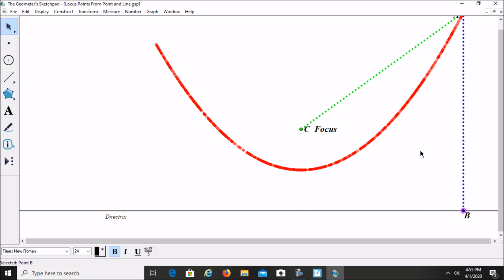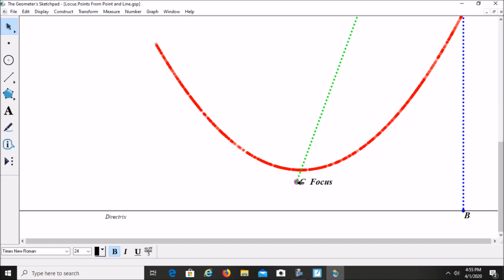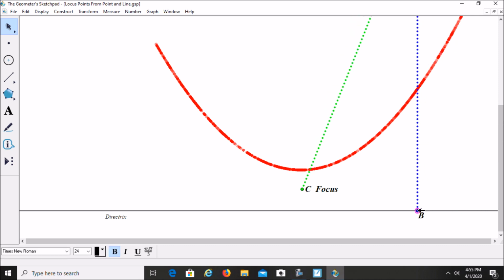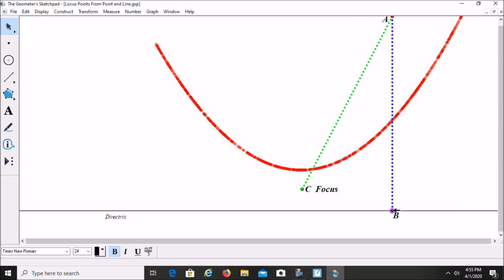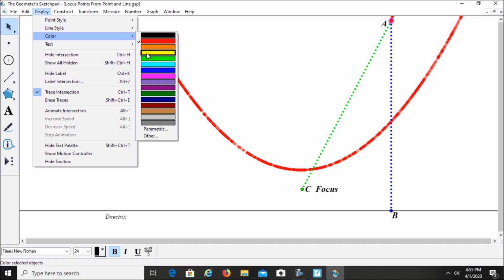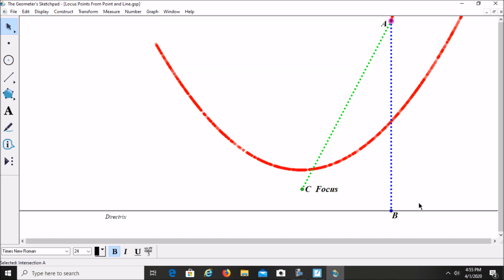What I would like to show you is what happens when I move the focus closer to the directrix. So let's say we locate the focus here. We'll still end up with a parabola. But how is my parabola going to change? Well, in order to see that, let's change the color. Let's go with a nice purple color. And now let's see the locus of points.